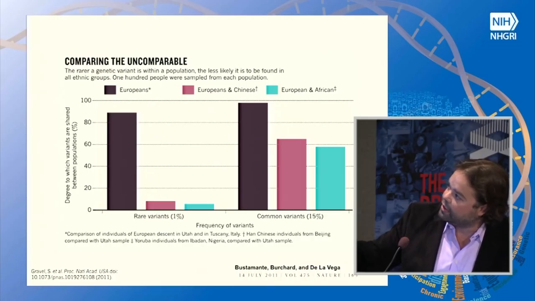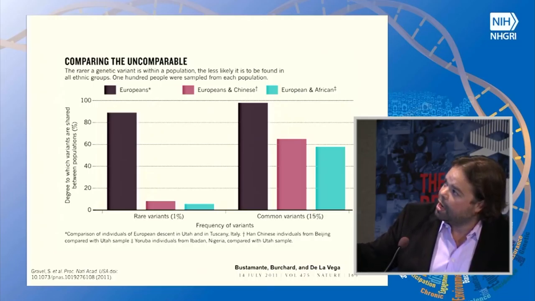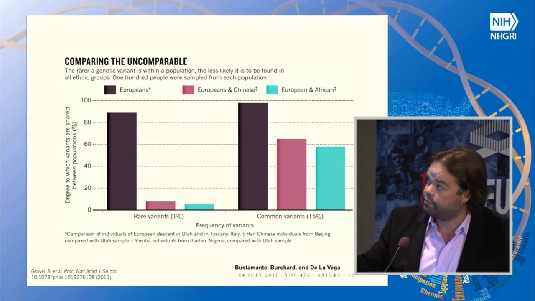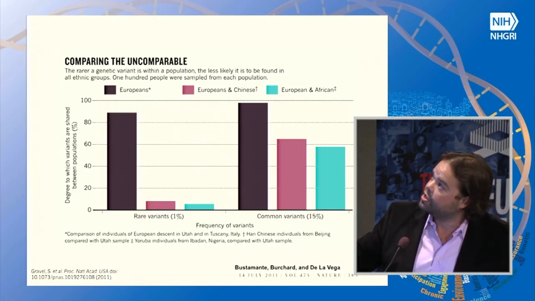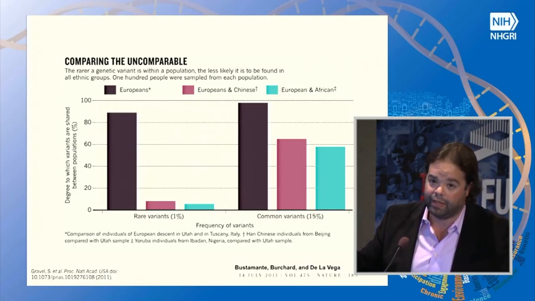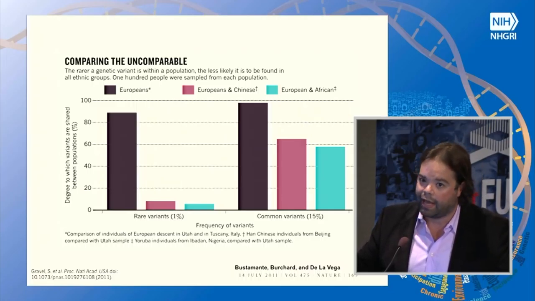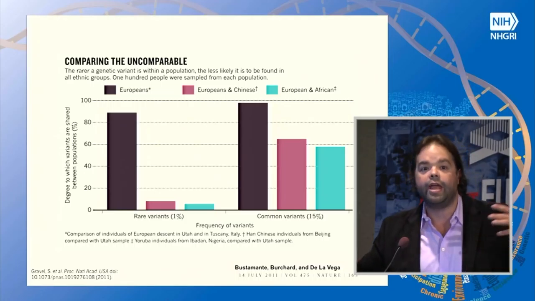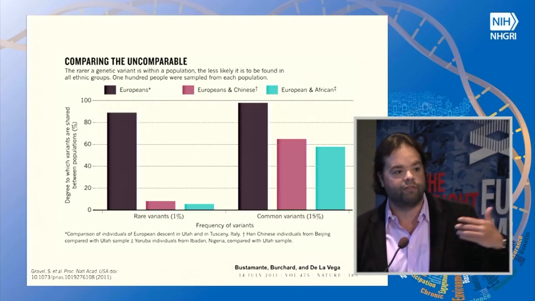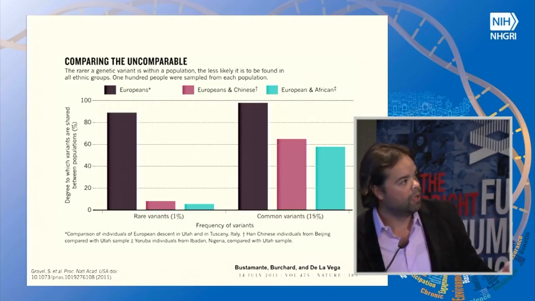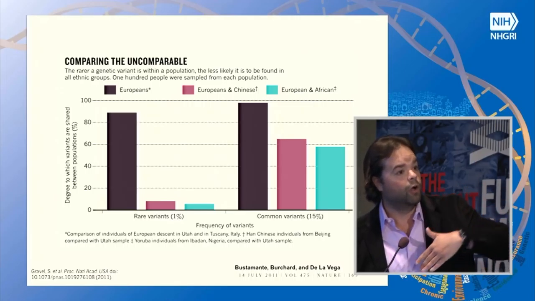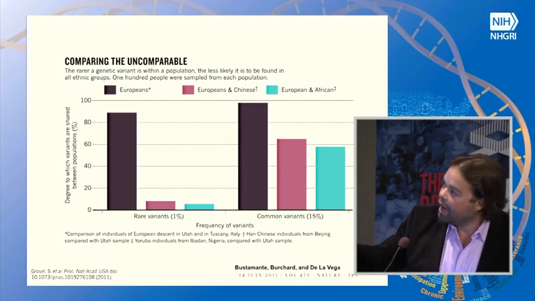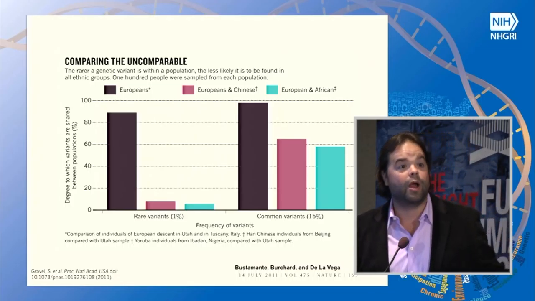So if we think about the exchangeability of populations, a pair of European populations are quite exchangeable for a variant that's at 15% frequency, but even a European and a Chinese or a European and an African population are going to have similar patterns of variation because these are quite ancient polymorphisms. These are genetic variants that have been in the human gene pool since our species arose in the great human diasporas. As it turns out, common genetic variants are actually pretty rare.